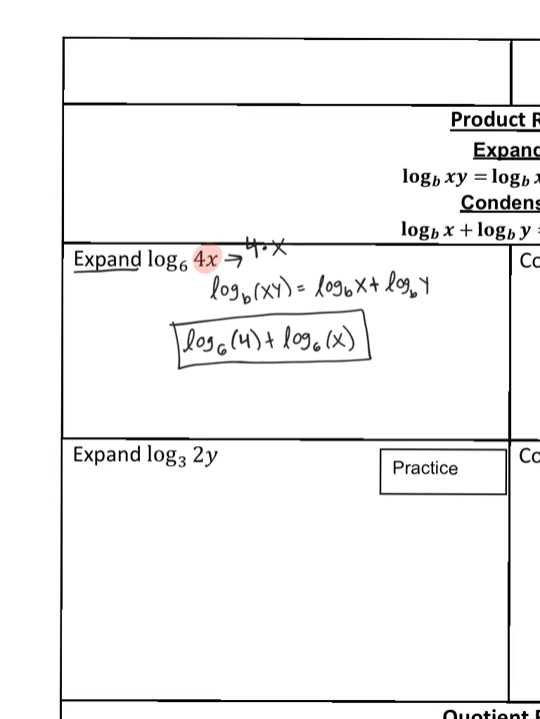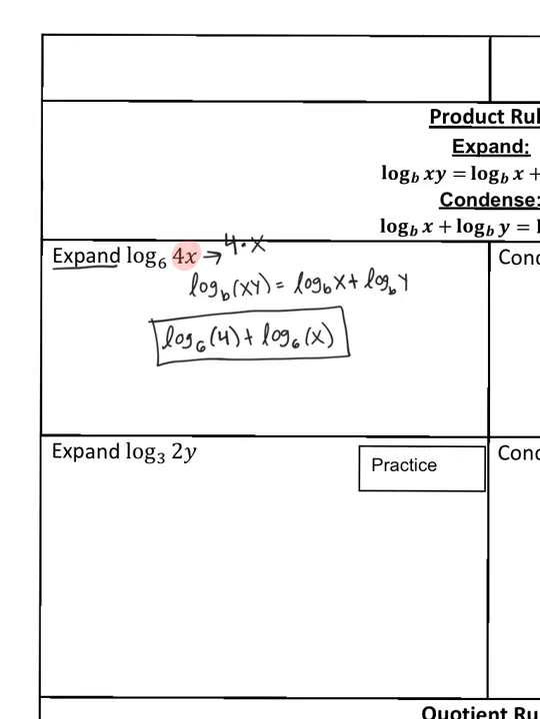Okay. The one below it that says expand log base 3 of 2y, that's practice. It looks just like the one we just did.